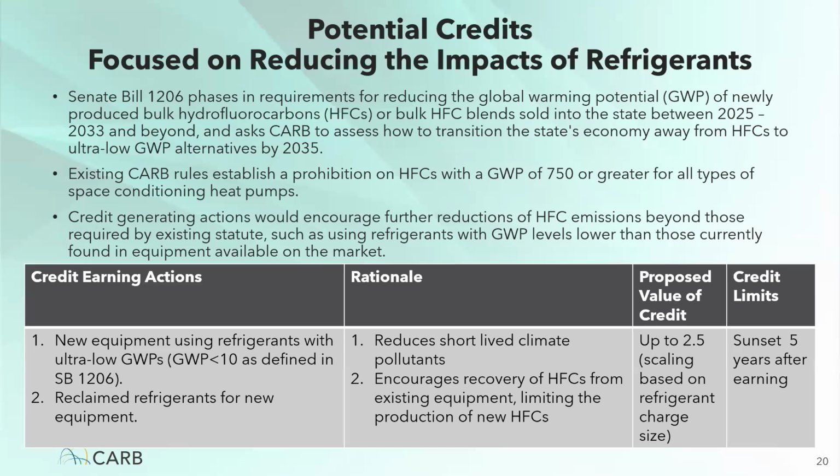Additionally, California also has existing rules that prohibit HFCs with a GWP of 750 or greater in space conditioning heat pumps. So, we are considering offering credits to manufacturers for two different actions: using refrigerants with ultra-low GWPs of less than 10 in their equipment, or using reclaimed refrigerants in new equipment. We propose that the credit values for these scale depending on the refrigerant charge size.